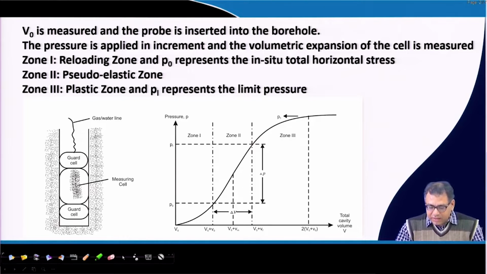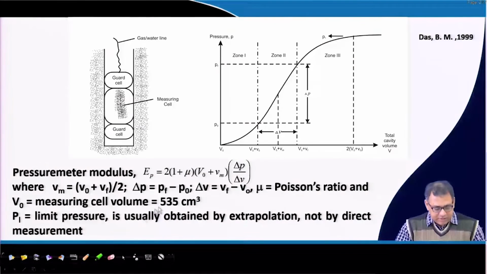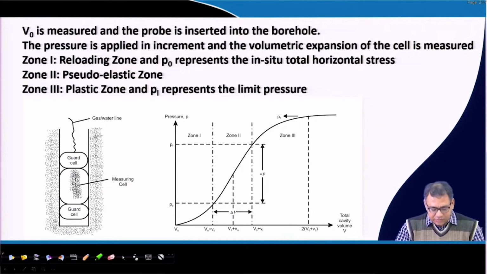From this curve we can see that it has three different zones. What are the three zones? The initial volume of the probe, V0, we can measure. Generally this V0 is 535 centimeter cube, so it is known to us. V0 is the starting point, and the initial pressure is say 0, and now we start applying pressure. The volume of the probe will increase from V0 to a certain value, and the pressure also increases. Then we will get these three zones. Initially we do not have these zones, we have to identify them from the graph.